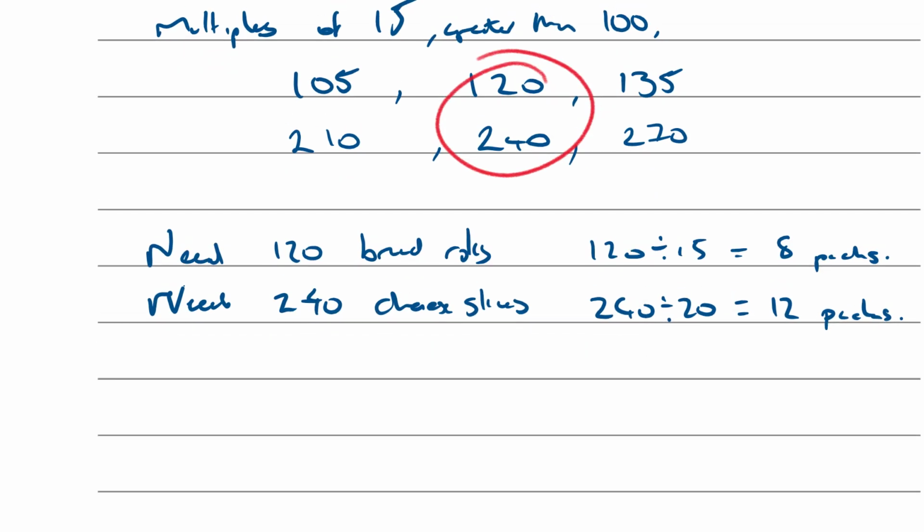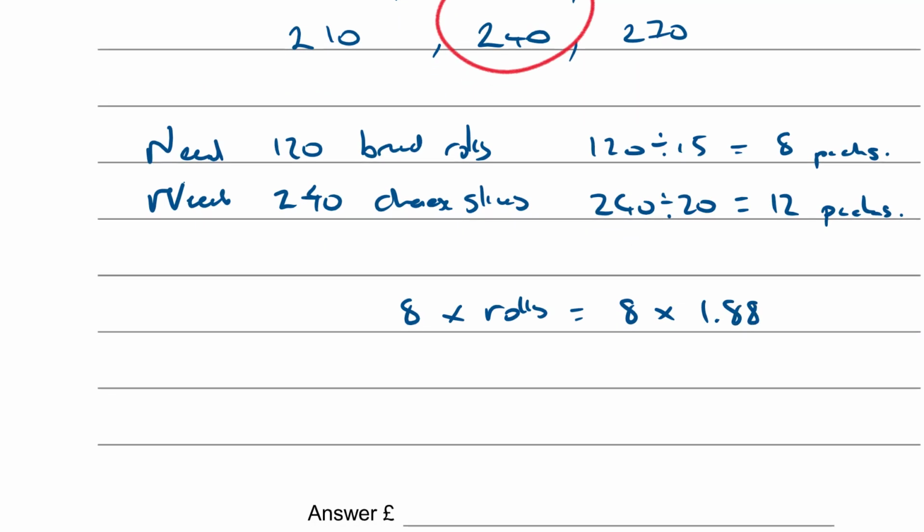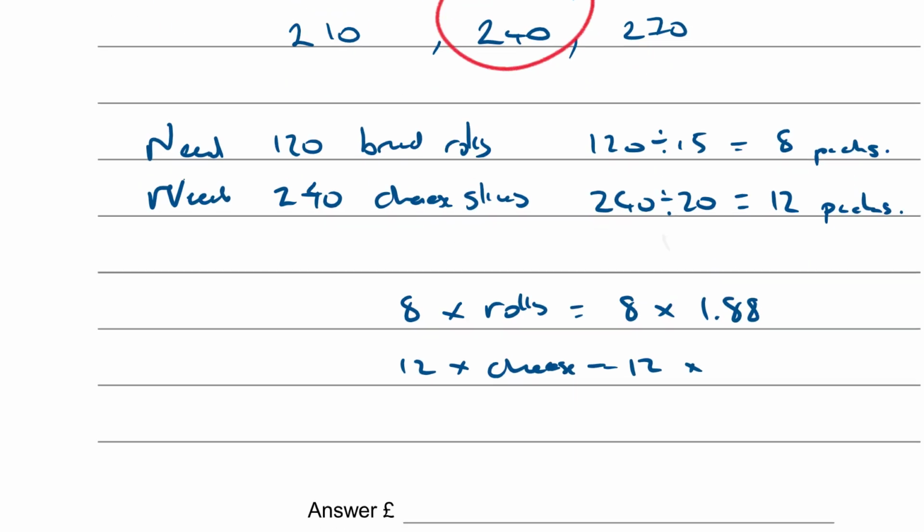So then we can now work out what those cost. 8 times, how much were the rolls? £1.88. And I've got 12 times cheese, which is 12 times £2.15.